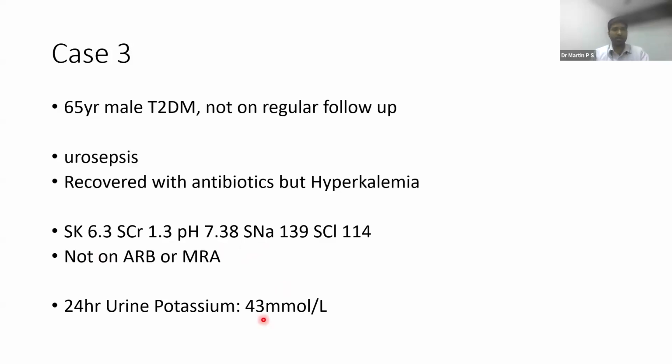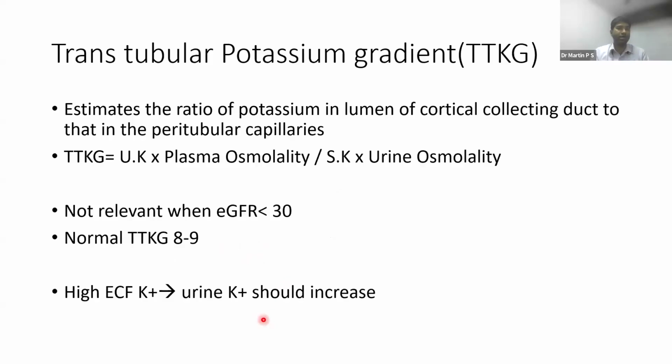So in the phase of hyperkalemia, a urine potassium of 43 says that the potassium is not properly excreted. So this can be confirmed by another test called transtubular potassium gradient, TTKG. The TTKG estimates the ratio of potassium in the lumen of cortical collecting duct to that of the peritubular capillaries. It is found by the formula urine potassium into plasma osmolality divided by serum potassium into urine osmolality.